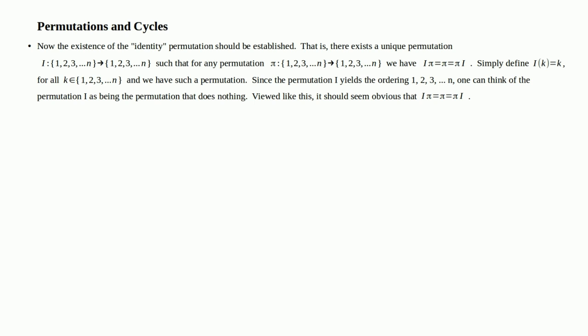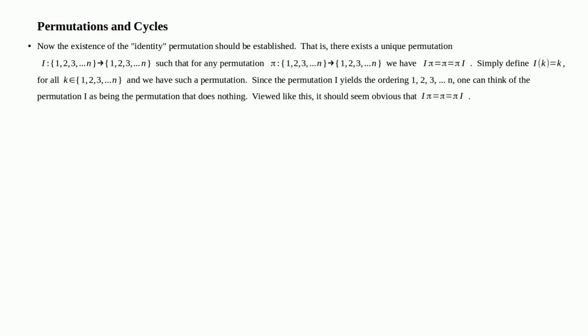Moving along. Now the existence of the identity permutation should be established. That is, there exists a unique permutation, I, from the set 1 through n to the set 1 through n, such that for any permutation, P, going from the set 1 through n to the set 1 through n, we have I times P equals P, which is also equal to P times I. Okay, now to see that this is true, let's just define a function. Simply define I of k equal to k for all k in the set 1 through n. And we have such a permutation.